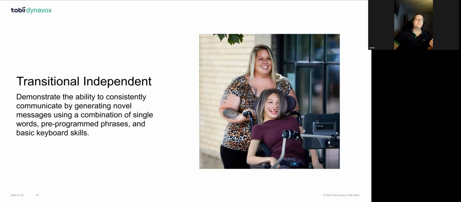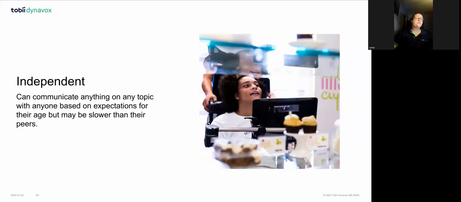They are going towards independency. The range of topics that they can communicate about becomes much broader. They now are communicating not only with familiar but also unfamiliar partners, going out of the context. They are combining two or more symbols to create more complex messages. And they start developing or continue developing letter-sound awareness. Their literacy skills develop. They might be spelling shorter words. They might know some sight words that they recognize. Their social skills are developing. We're moving forward. And then, of course, the independent user.